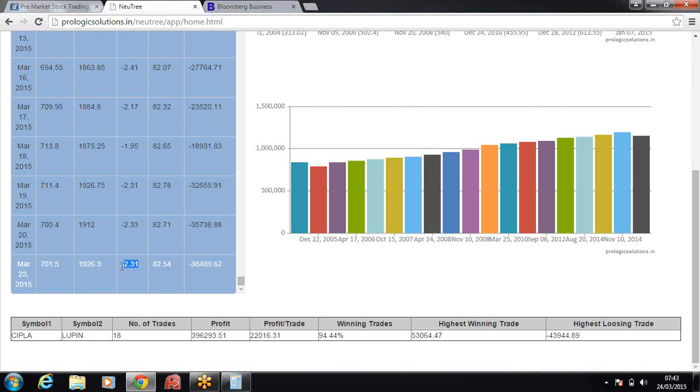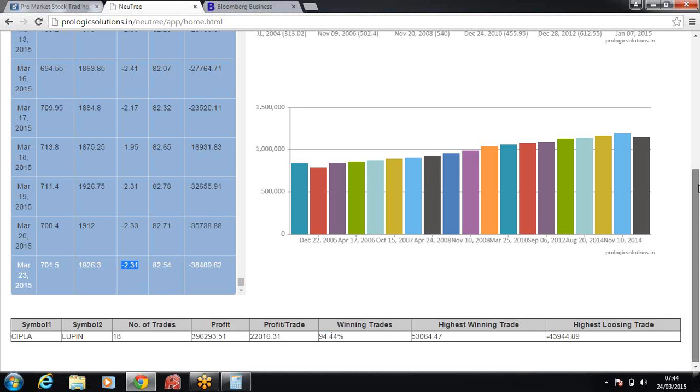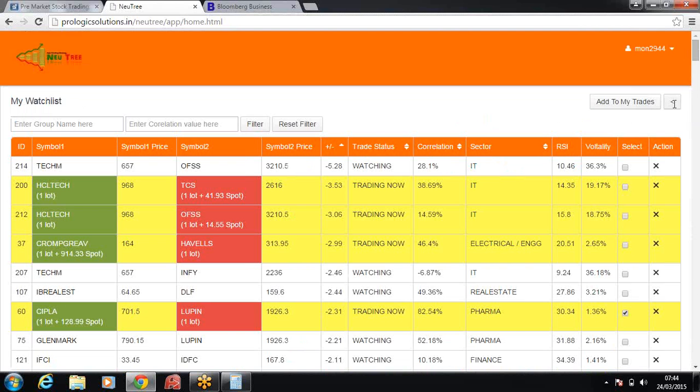If you see the z-score, 2.31, it's still trading. This figure has to come down to 1. Once this figure comes down to 1, the negative profit you are seeing here will turn into a profit. There is still a trade on this particular Lupin and Cipla. You see the winning percentage here is 94%. Out of 18 trades, you might have lost one trade, but otherwise all were successful. So we can just wait on this till we get the z-score of 1. These are some of the things we have right now.